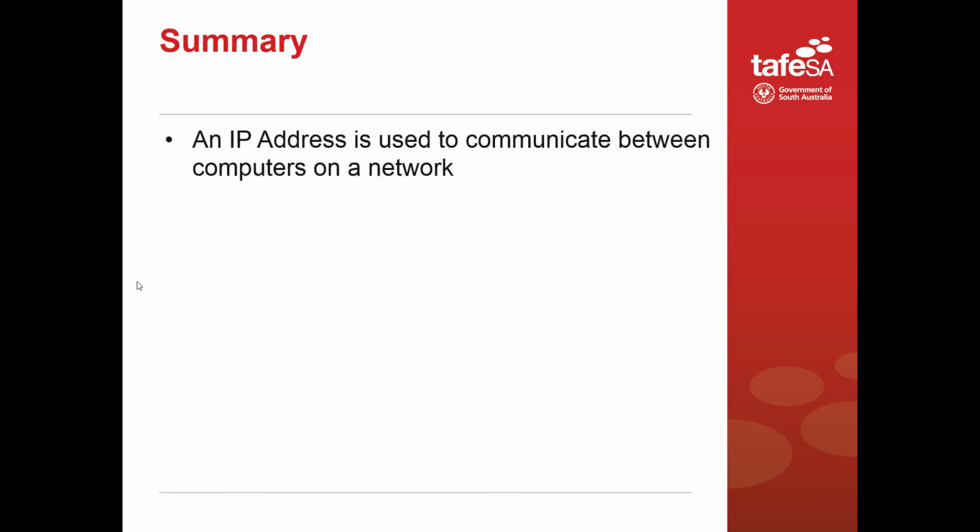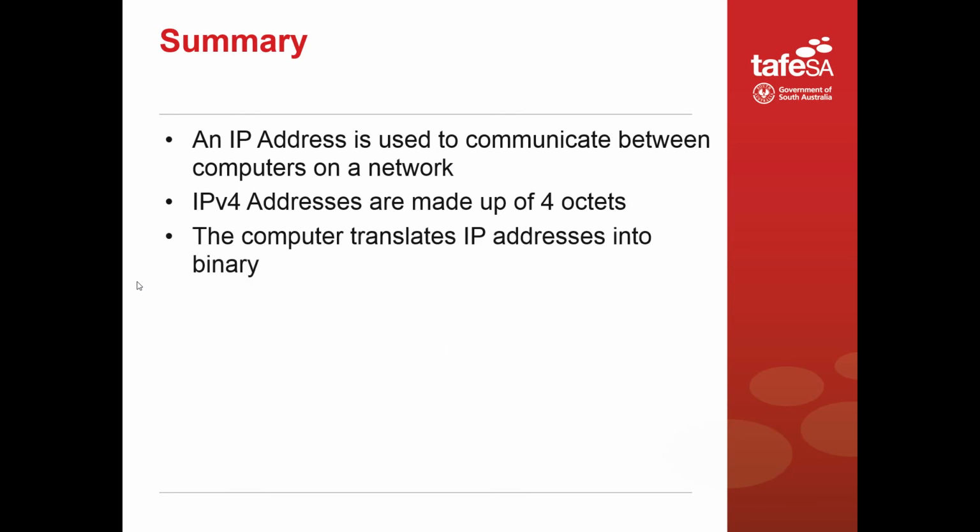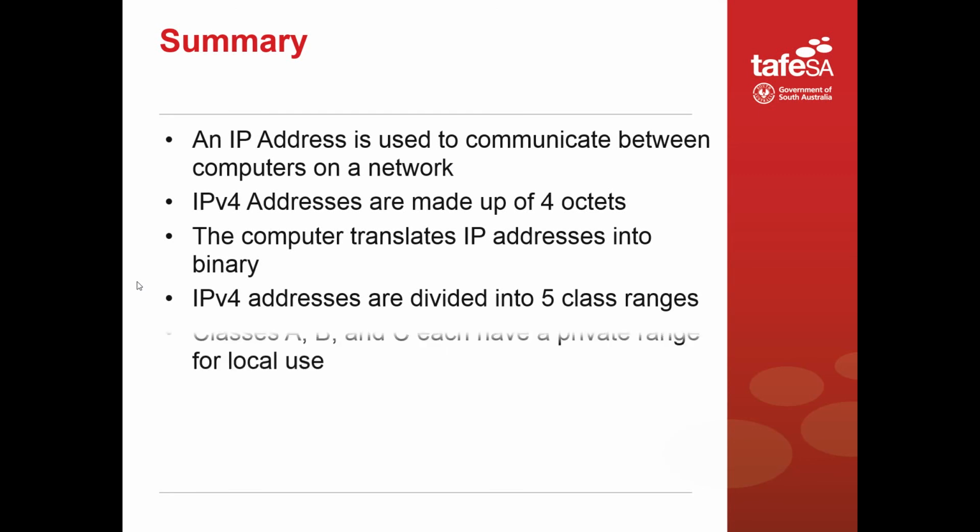So just as a summary, an IP address is required to allow computers to connect between or to talk to each other on a network. An IPv4 address has 4 octets, and the computer translates these into binary. Just remember that they're divided. The IPv4 addresses are divided into 5 class ranges, but you can only use A, B, and C for actually on your network, and you have a private range that you can use for your local computers.